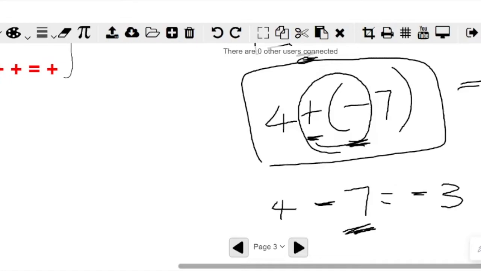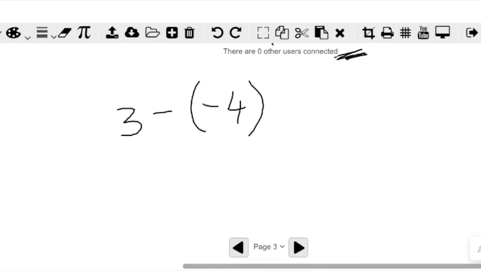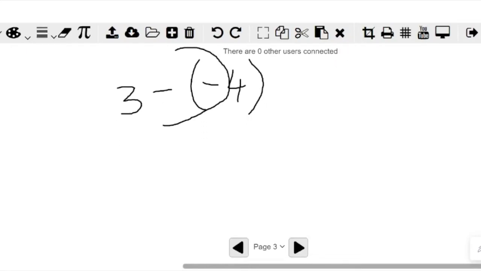Let's go through another one together. We have 3 take away -4. Step 1 is to make these two signs into one, because we don't like that. We don't like the two signs, so we're going to make it one. So negative and negative, that's the same, so we make that a plus. So we would write 3 plus 4.